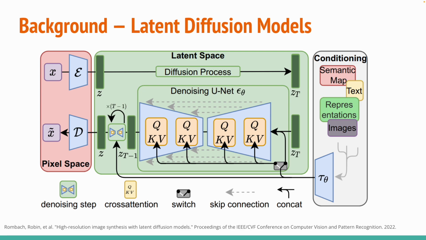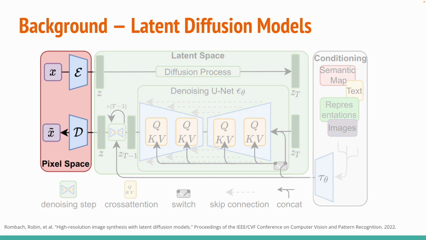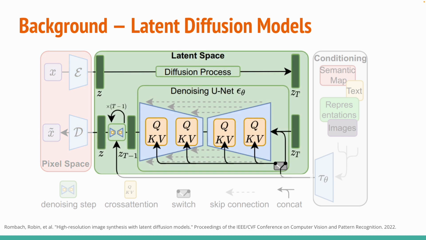Latent diffusion models suggest accelerating the diffusion process by performing it in a lower dimensional latent space. At the first stage, they train a VAE, and in the second stage, they train a diffusion model that is conditioned on the current noisy latent and the embedding of the text description.